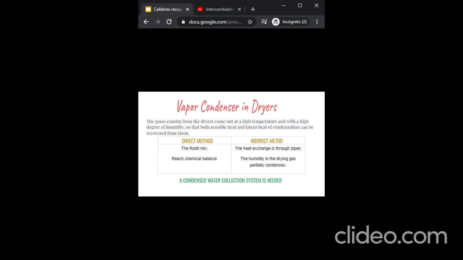This system works in two ways. The first one is the direct method, where there is a mixture between the fluids. Therefore, there is a reaction that reaches chemical equilibrium. The last one is the indirect method, where the heat exchange occurs through pipes so that the fluids don't mix. Additionally, part of the humidity of these gases condenses. It is for this reason that the use of a water collection system is necessary.